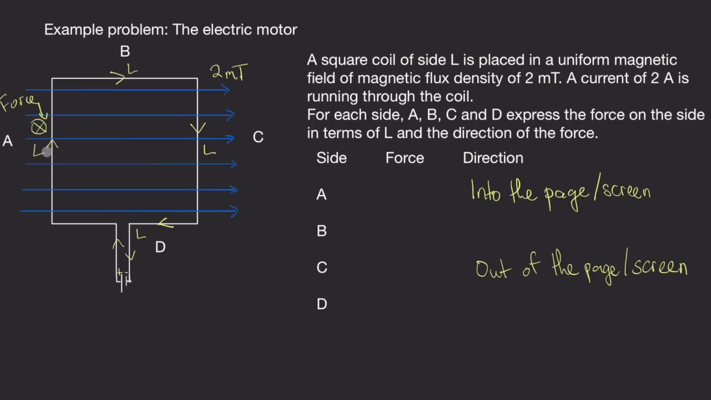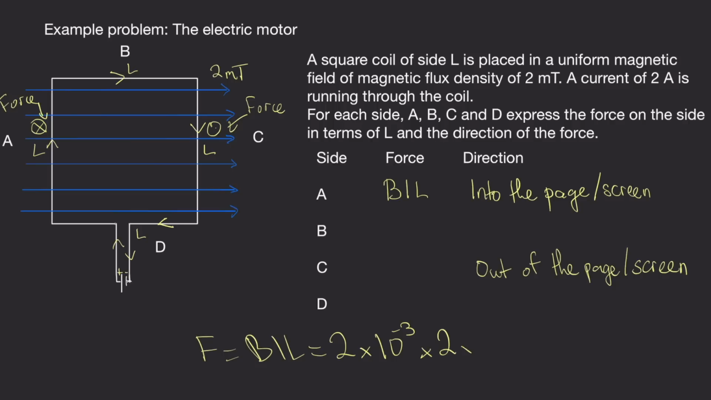So for instance, in this case, the current has reversed in its direction, which means that the force will also have to reverse and is just going to be out of the page. What about the magnitude of those forces? Well, all three are perpendicular to one another, so the force is just going to be equal to BIL. Let's just write it over here. That'll be 2 millitesla, that'll be 2 times 10 to the power of minus 3 multiplied by 2 multiplied by L. So what is that going to give me? 4 times 10 to the power of minus 3 L.